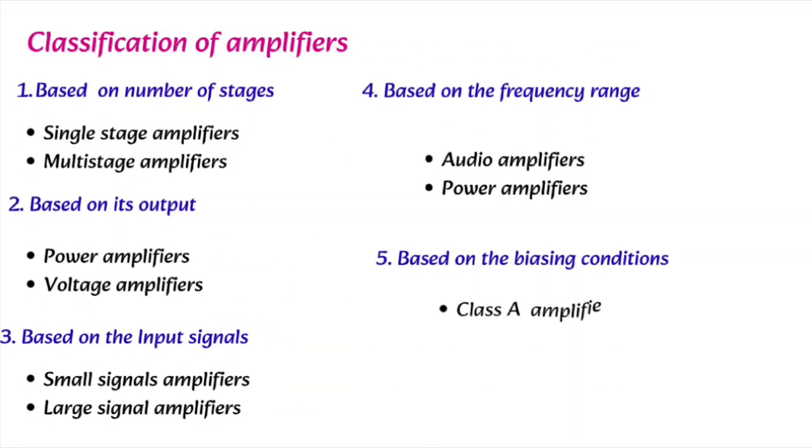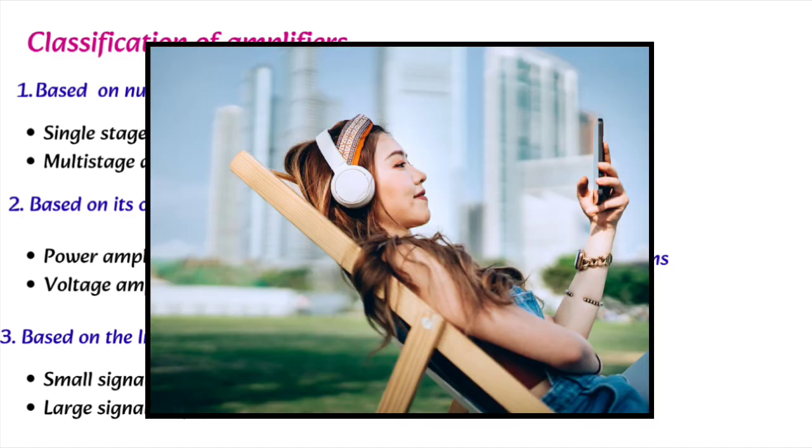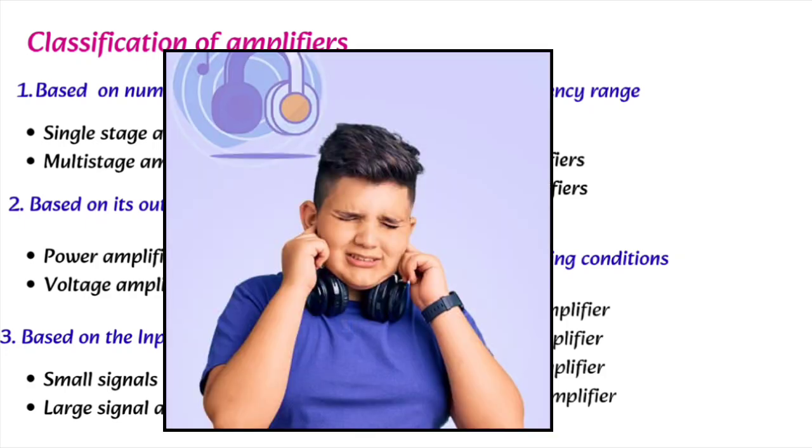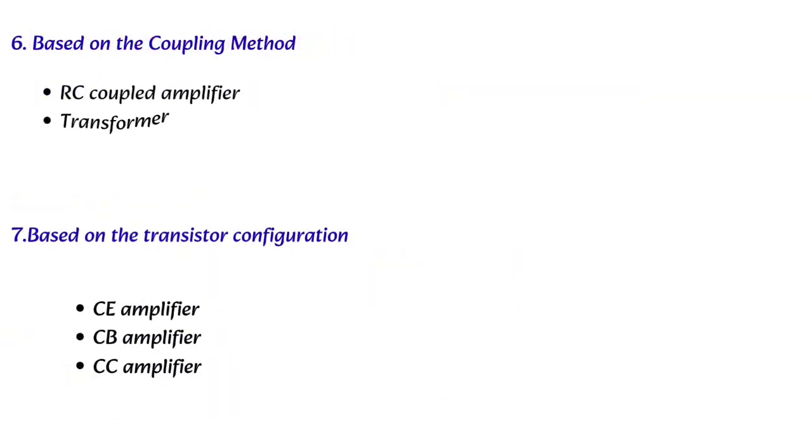The fourth parameter is based upon the frequency range. Based upon the frequency range, it also has two types, audio amplifiers and power amplifiers. The amplifier having the 20 Hz to 20 kHz frequency range can be considered as the audio amplifier. The amplifier having a range of more than the audio frequency range can be considered as the power amplifier. The next classification is based upon the biasing conditions. They are classified as Class A amplifier, Class B amplifier, Class C amplifier, and Class AB amplifier.